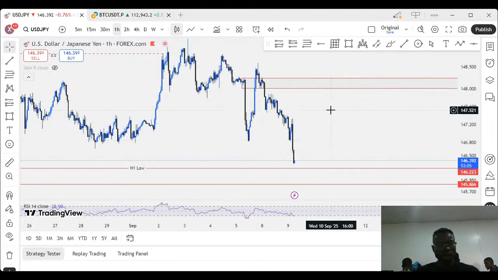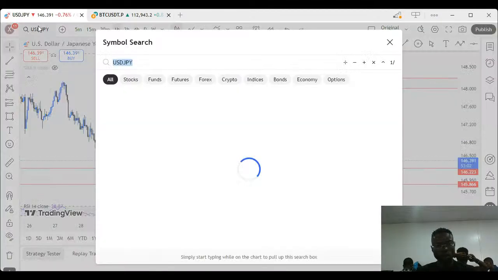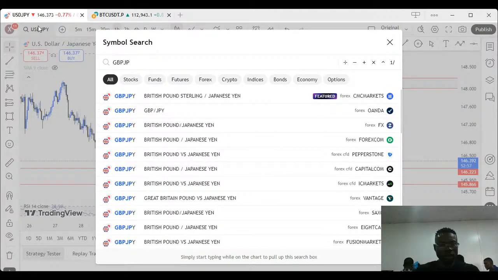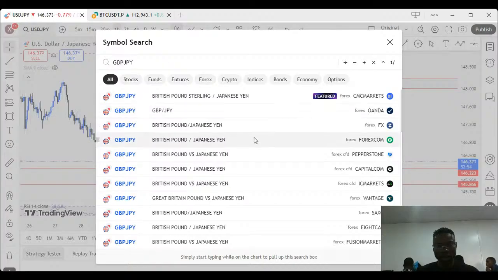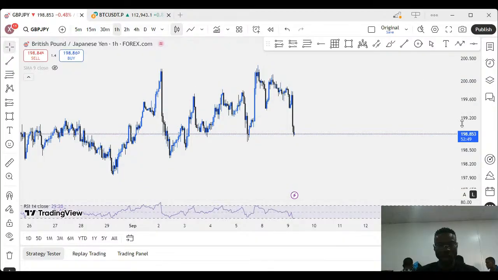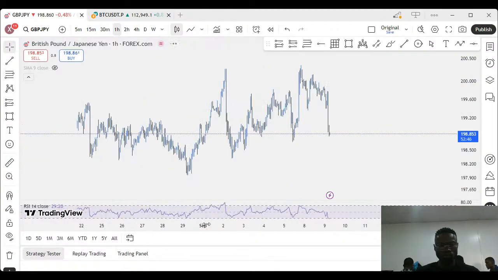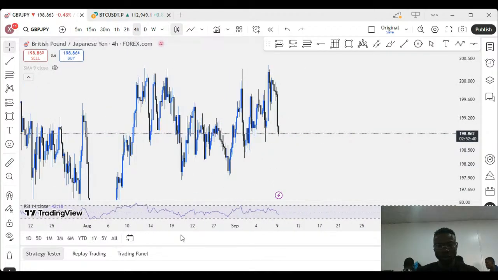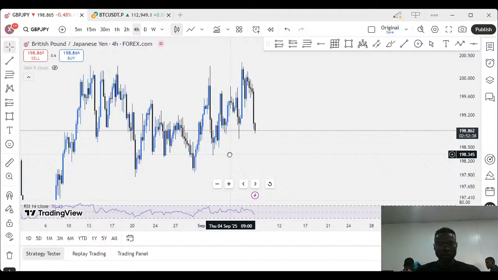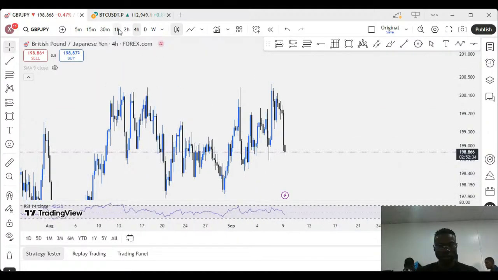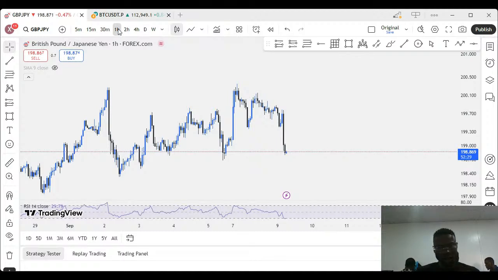So let me check GBPJPY too. Let me check if we have anything on that one. It's been a while since I even checked this GBPJPY chart. In fact, there's nothing yet on this 4 hour. Nothing yet.